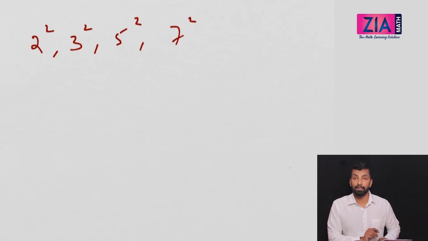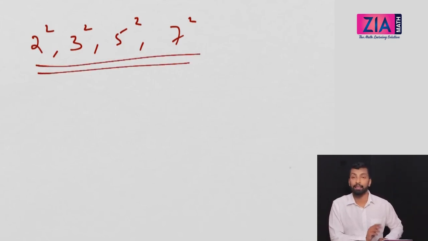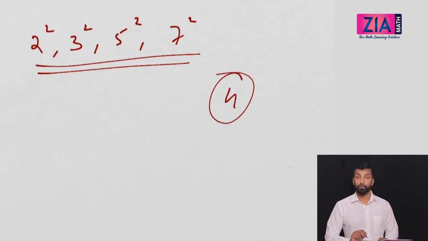So to find how many numbers less than 100 have exactly 3 factors, I need to find the prime square numbers less than 100. So 2 square, 3 square, 5 square, 7 square. Then 8 is not a prime number, 9 is not a prime number, and 10 means 100 is over. So how many numbers have exactly 3 factors less than 100? 4 is your answer, right? I hope this is clear for all of you.